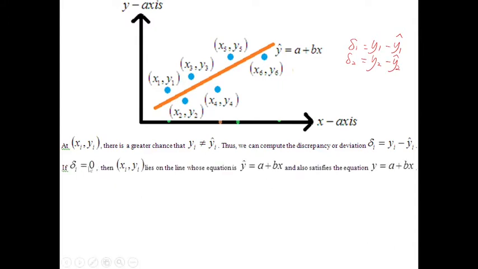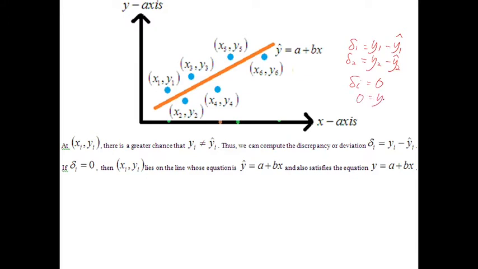if delta I equals 0, then x sub I, y sub I lies in the line whose equation is y hat equals a plus bx and also satisfies the equation y equals a plus bx. So, in a case where delta I equals 0, anong ibig sabihin yan pag yung delta I natin ay 0? Pagka nag-0 yan, anong mangyayari?